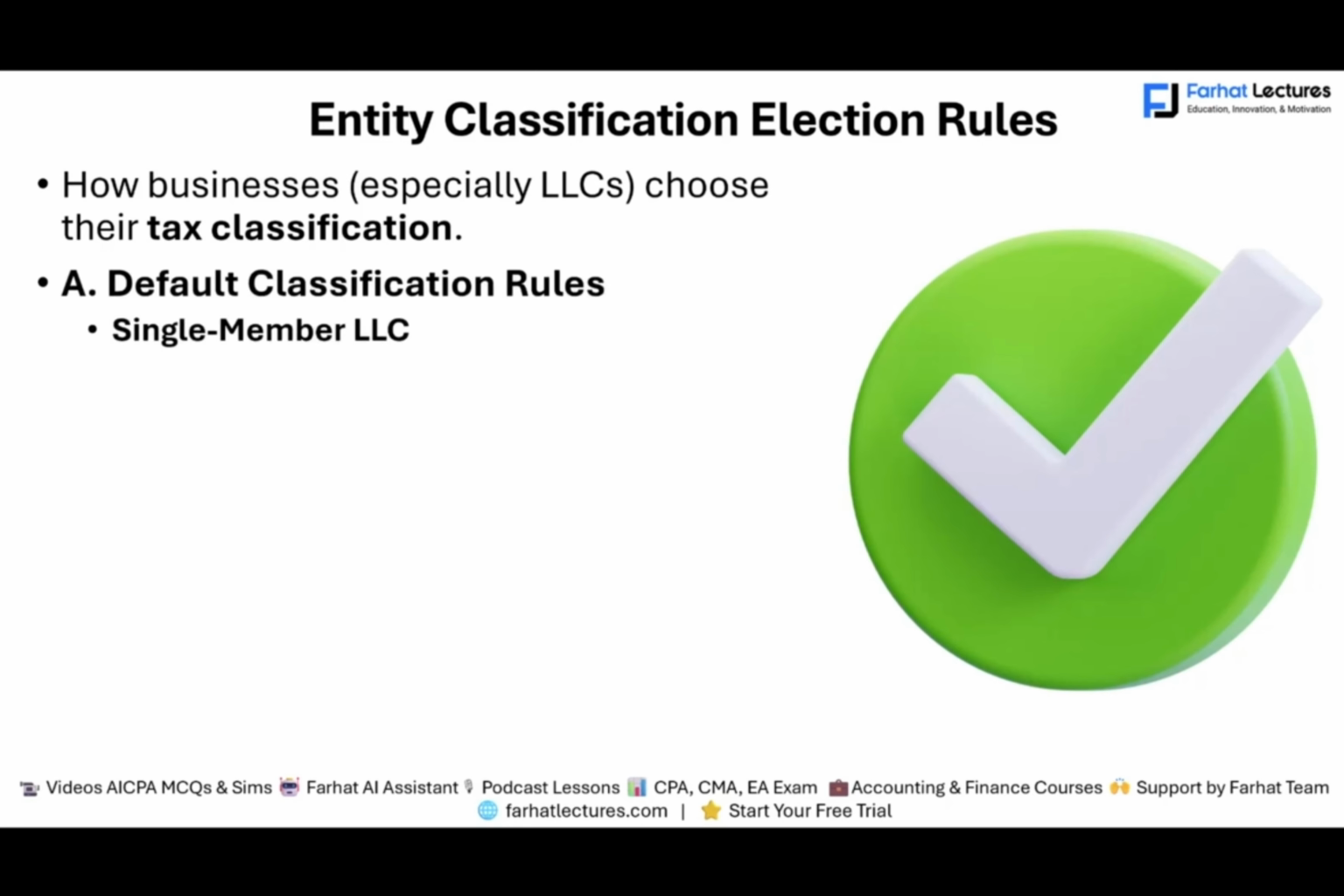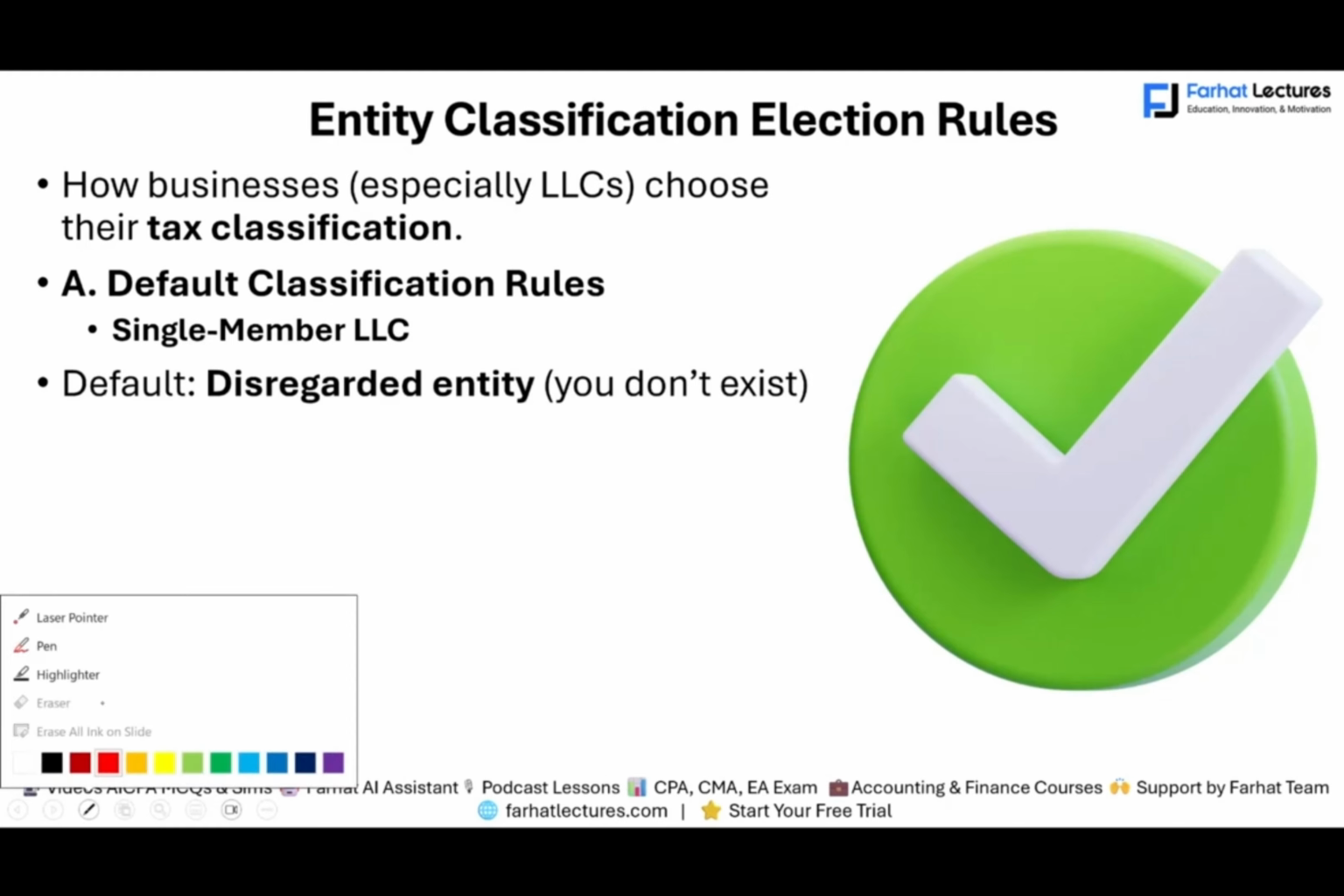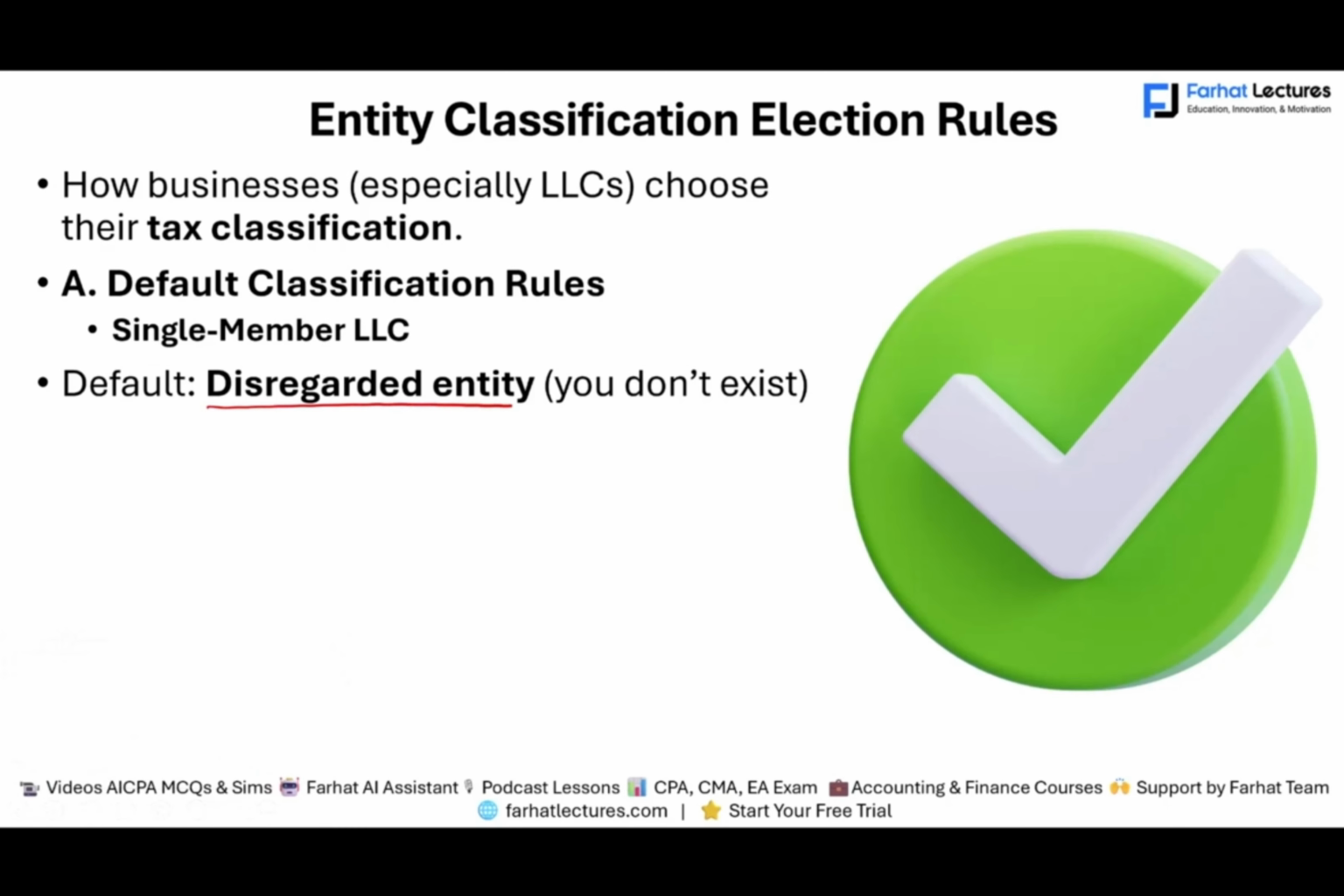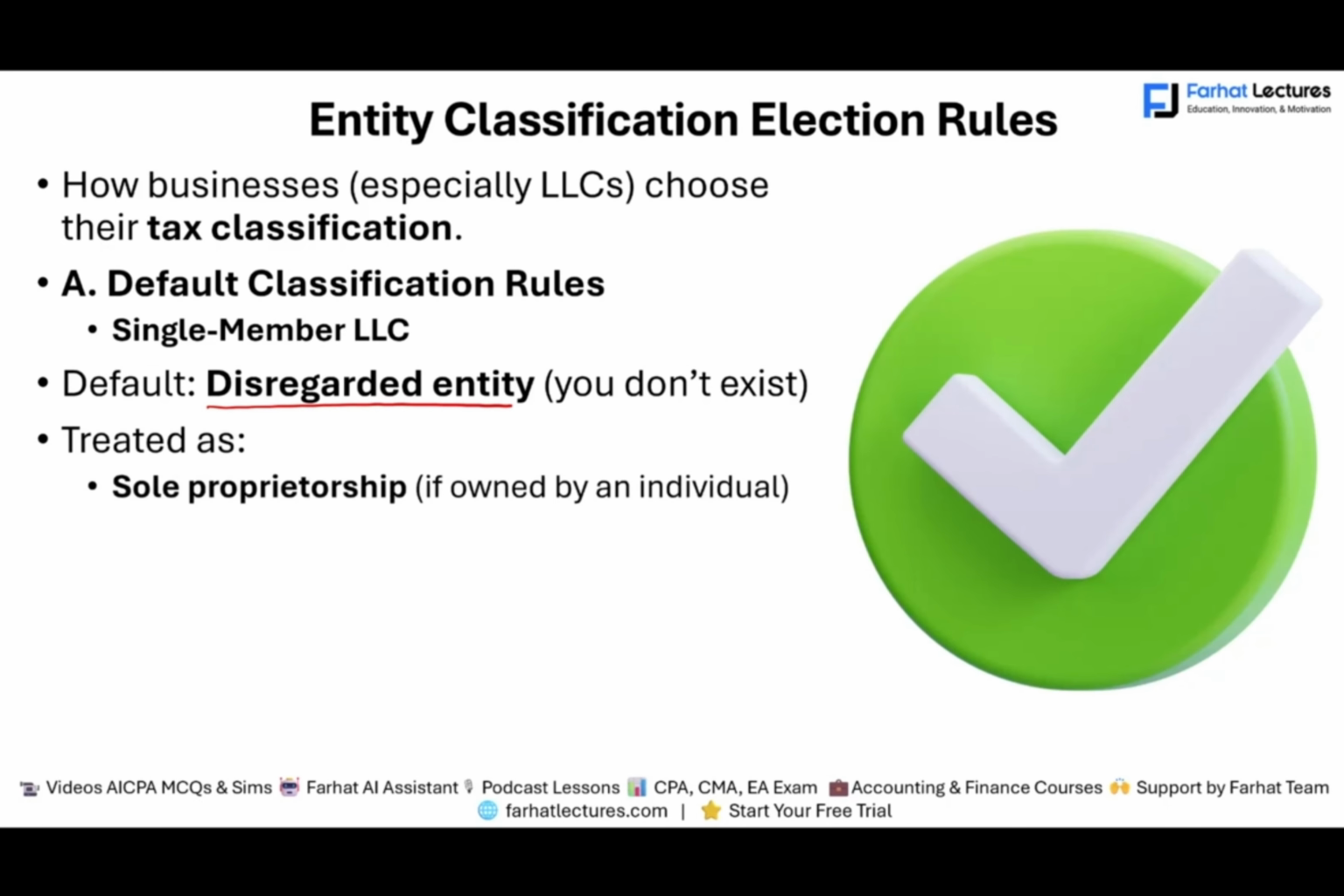If they don't choose, there is a default classification for a single member LLC. Single member means you have one owner. For example, Farhat Lectures, as of today, there's only one owner, and that's myself. It's a single member LLC. If I don't choose anything, I am considered a disregarded entity. In other words, as far as the taxes, I don't exist as an entity. I'm a disregarded entity. Therefore, I'm treated as a sole proprietorship.